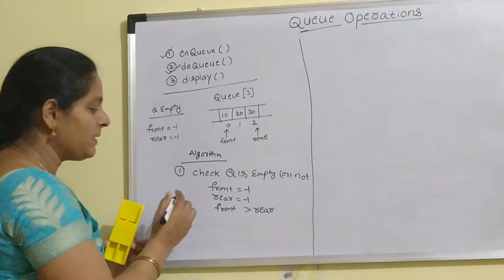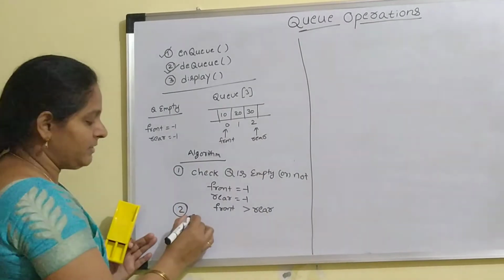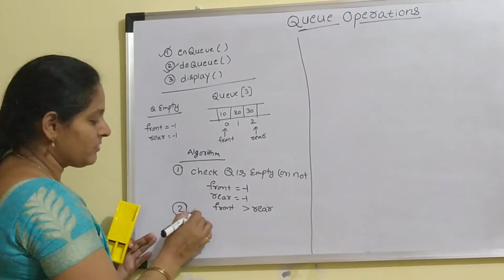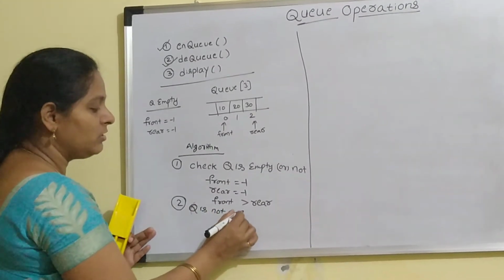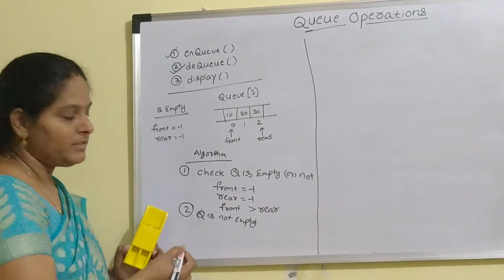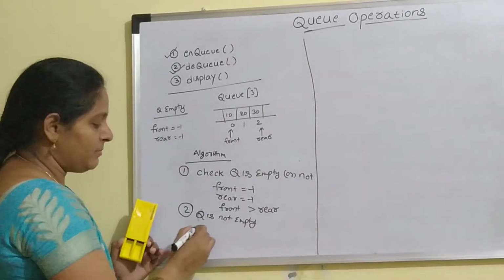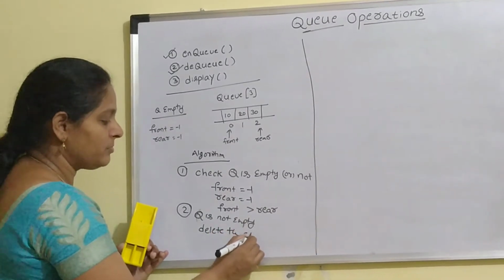Okay, it's your wish. Now the second step is, suppose Q is not empty, then what to do? If Q is not empty, what to do? We need to delete the first element, right? So delete the first element, delete the element.